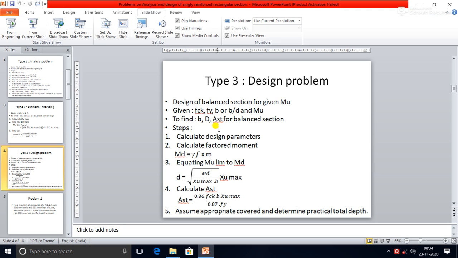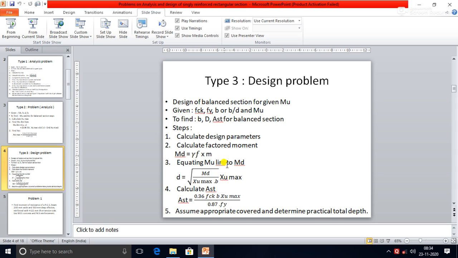To find B, D, AST for a balanced section, the steps are: first step, calculate design parameters. Those design parameters are Mu limiting, FCK, FY; all these you have to calculate. Then calculate the factored moment as MD, or Mu, is equal to the partial factor of safety into M. M is the moment acting on the beam.